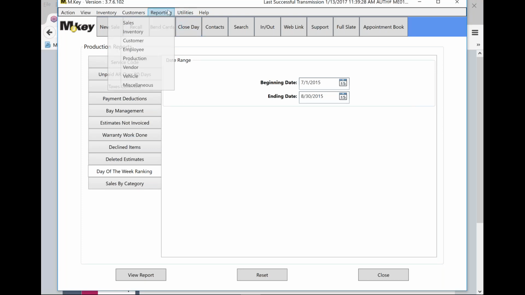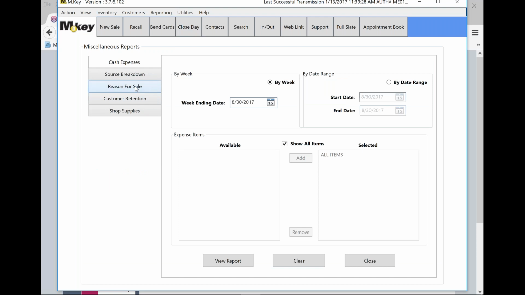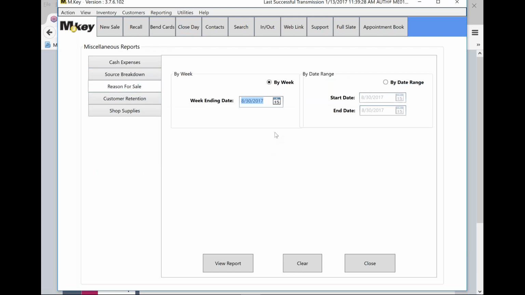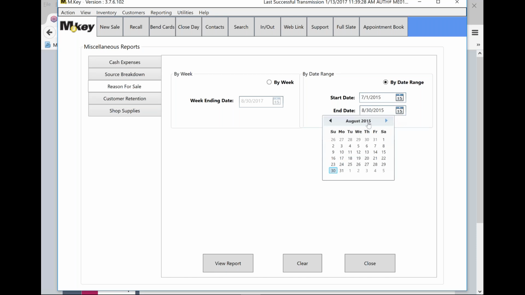From there, the other report I like is in miscellaneous, and it's reason for sale. In another item, when we were making an estimate in another training module, you had to mark what was the reason for the original visit. What this does is give us a difference here and tell us what people are actually coming in for.